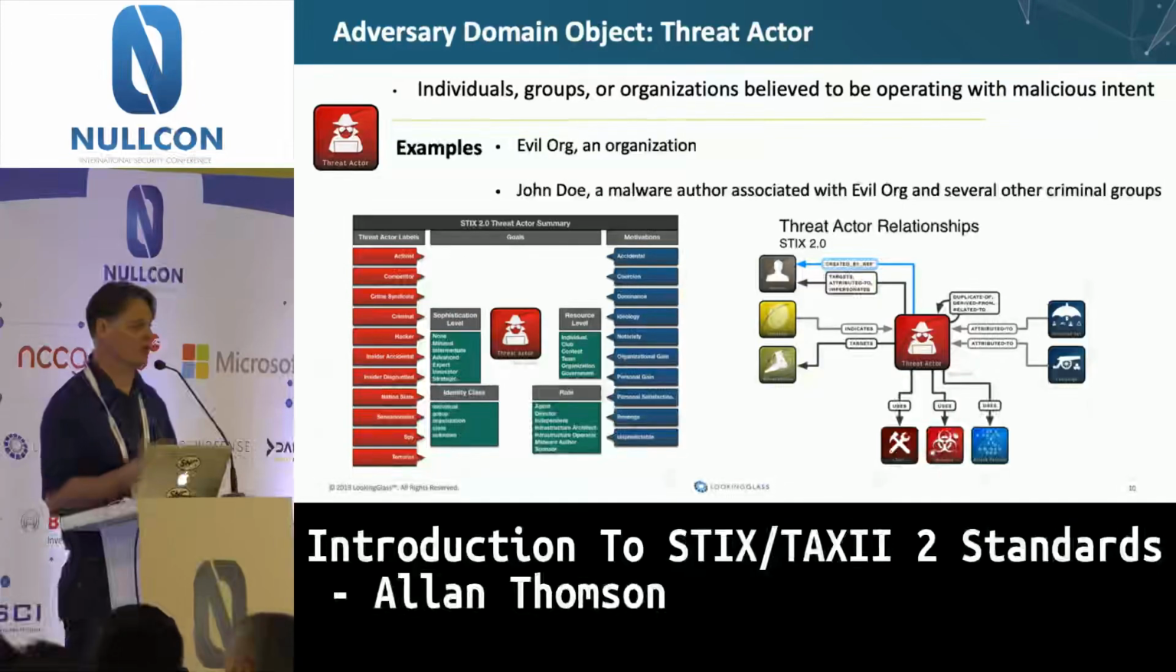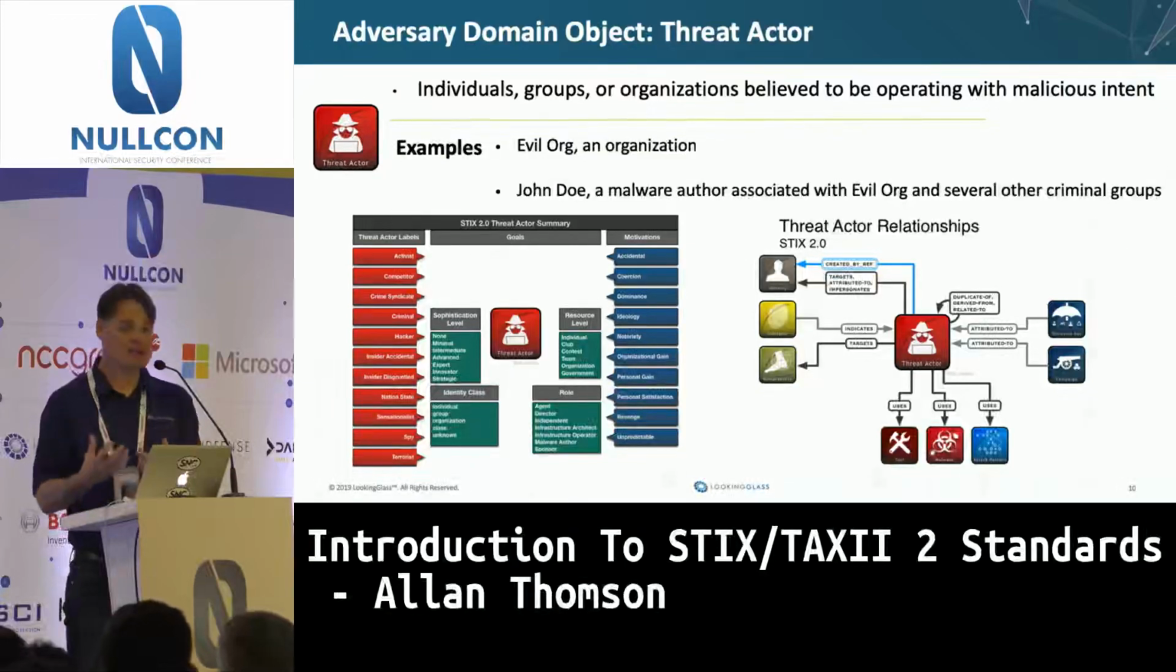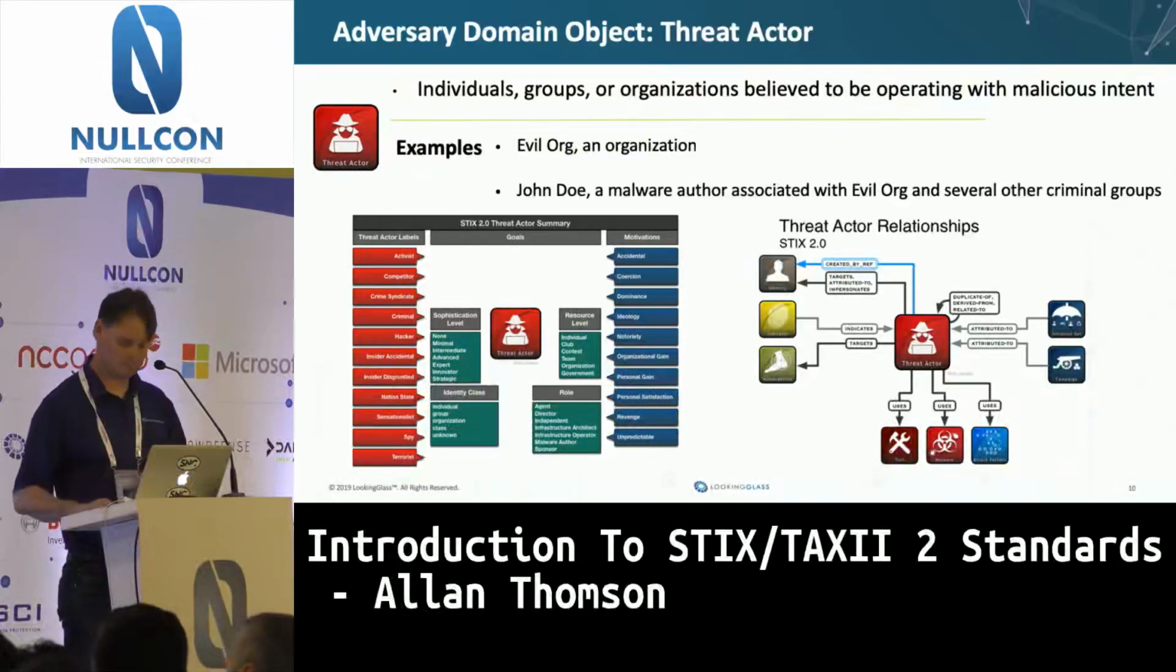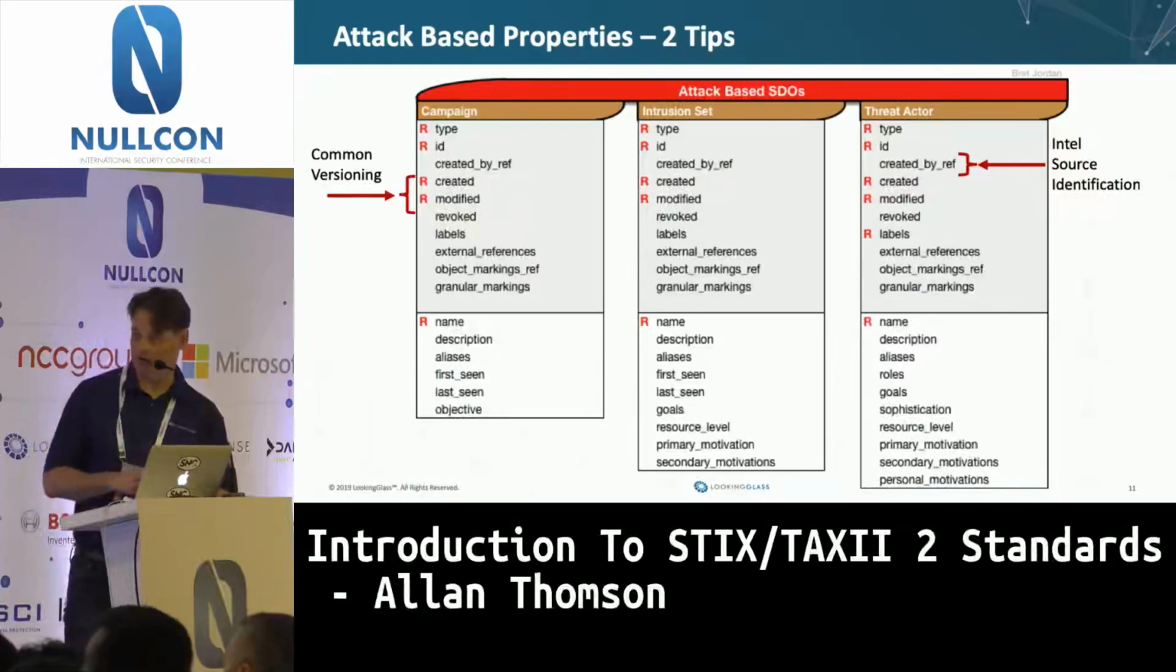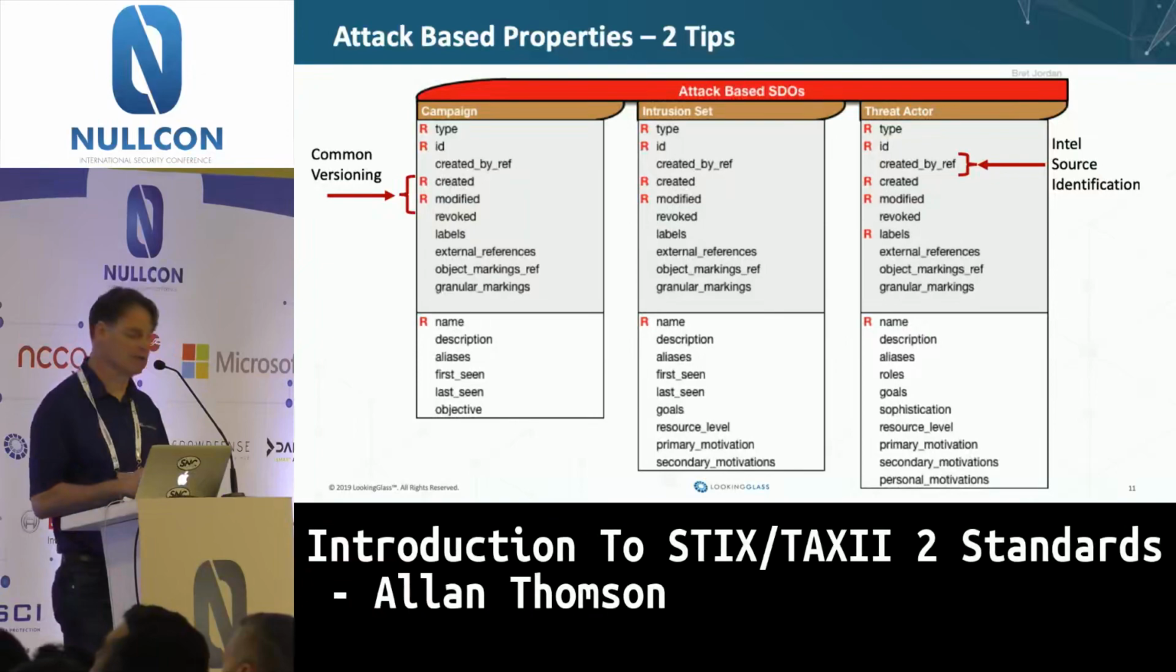So for example, if an actor is targeting a financial institution, that intelligence, if you're not a financial institution, allows you to immediately say, well, I don't care about this actor because they're primarily motivated by trying to break into financial institutions. So that information is very easily used to filter out some of the intelligence you may be getting, as an example.